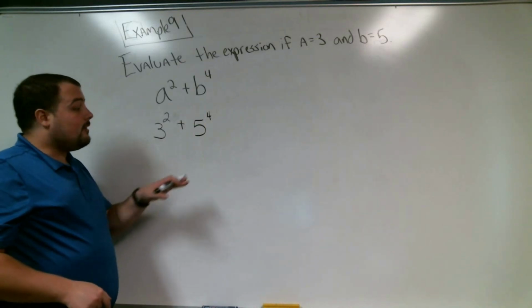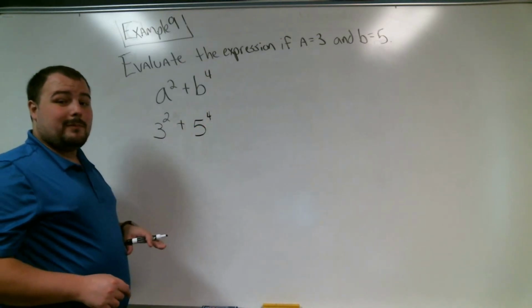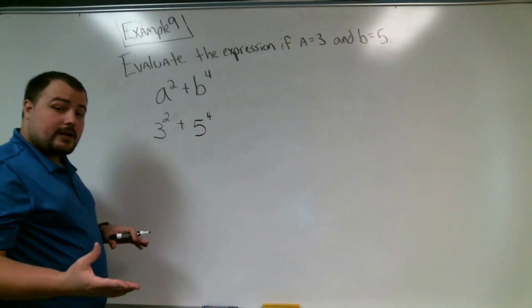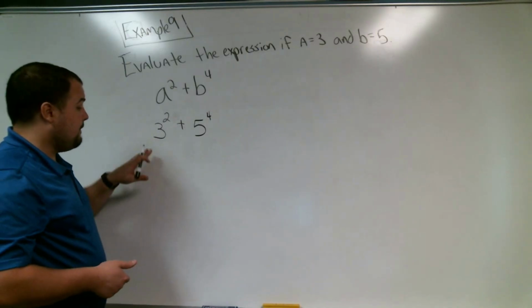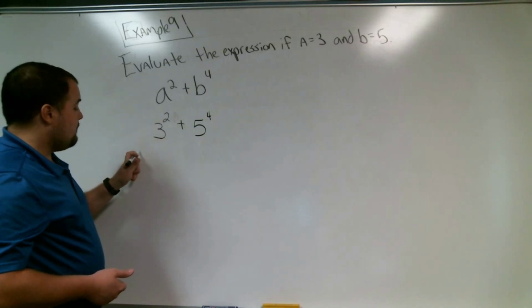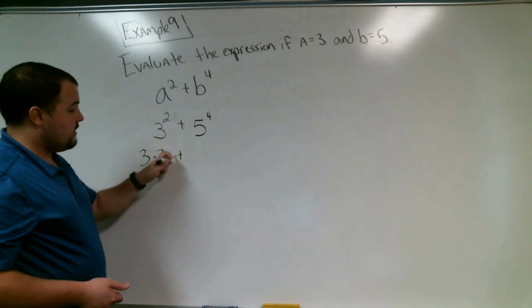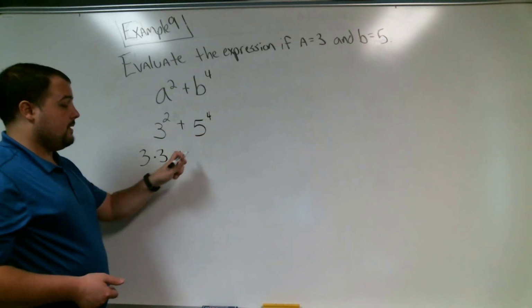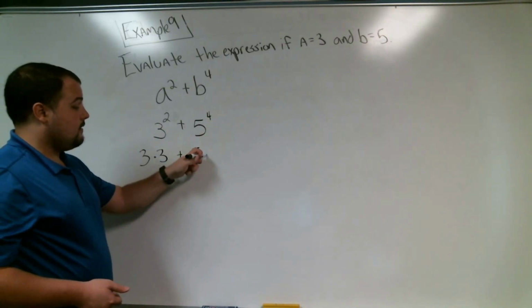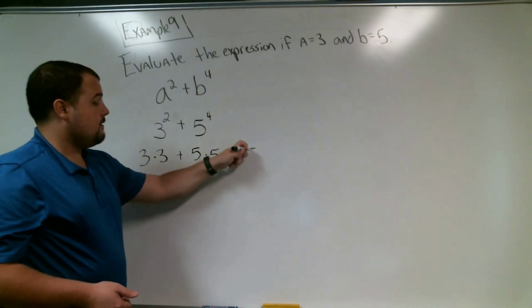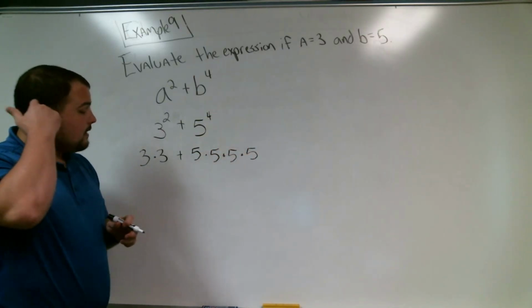I might use my calculator for this one because I have 5 to the fourth power. So go ahead, if you need to have a calculator ready, make sure you have a calculator ready. It's going to help us out in this problem. 3 to the second power means 3 times 3. Then we have a plus sign. 5 to the fourth power means 5 times 5 times 5 times 5.